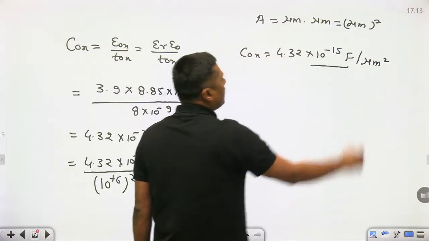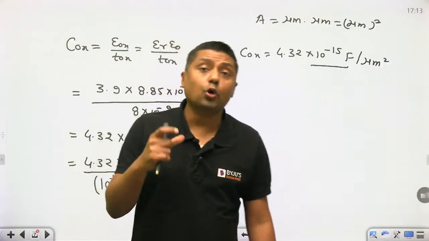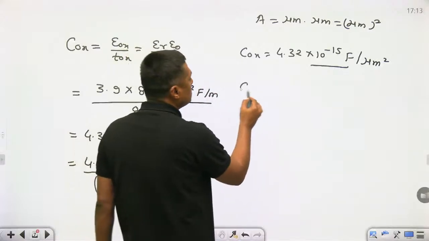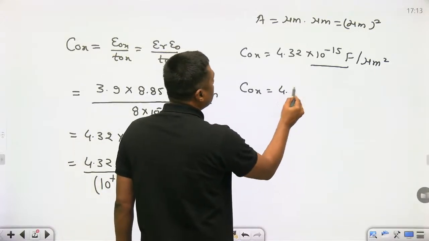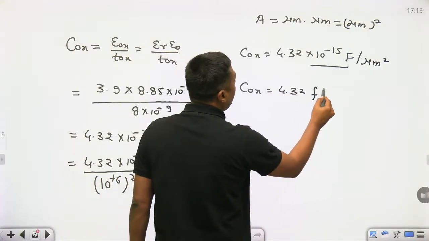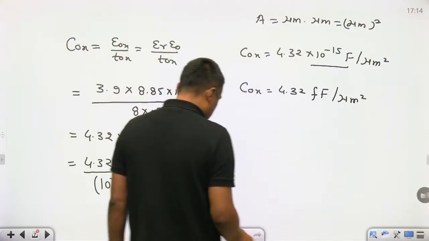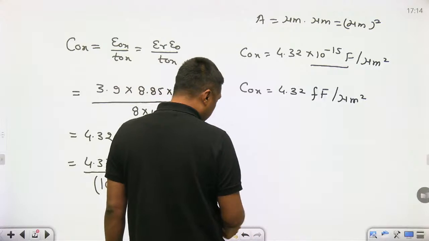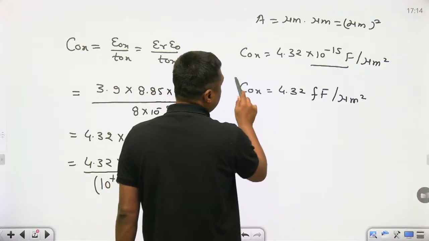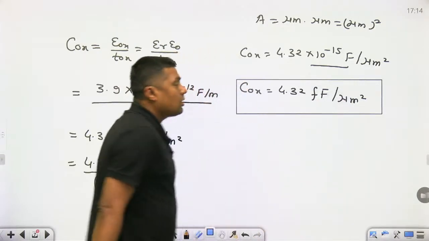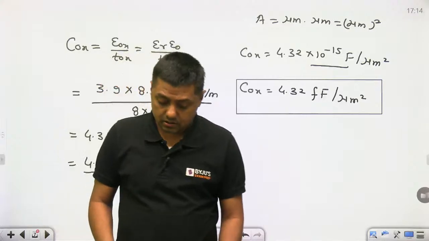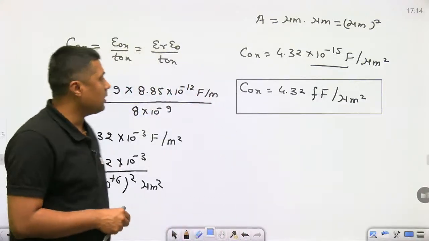Now 10 raised to power minus 15 is called femtofarad, so it will become 4.32 femtofarad per micrometer square, and that is the answer for this question. We are getting a very small value of the capacitance, and that is called what? Oxide capacitance, right? So this is the first answer, oxide capacitance.